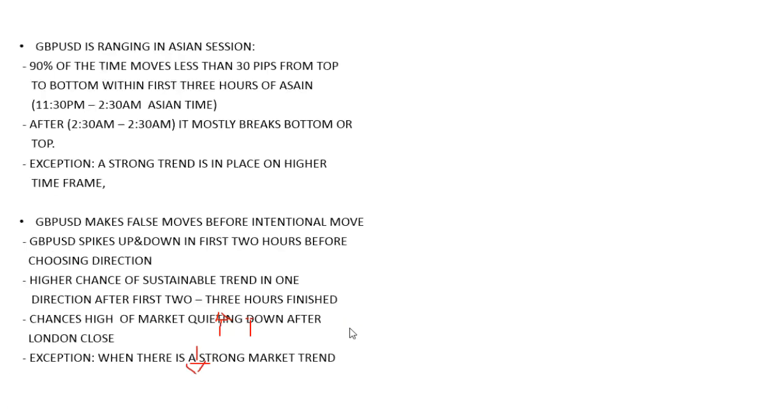Okay, now let's move on to the next page. Pound US dollar is ranging in the Asian session. 90% of the time it moves less than 30 pips from top to bottom within the first 3 hours of the Asian session, meaning 11:30 p.m. to 2:00 a.m. Asian time. And after Asian time, it's more likely to break the bottom or top.